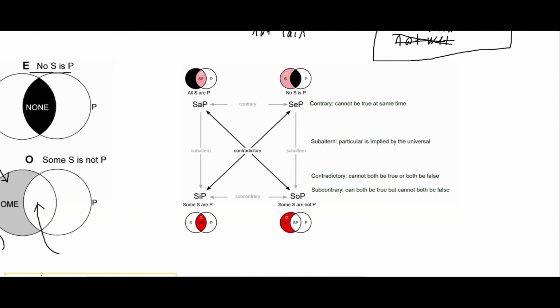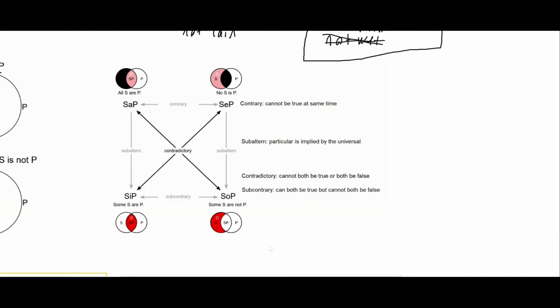In fact, if we go over here, this is the table of logic that is popular in introductory logic classes, and it looks at how all these things are related to each other. So we have "all S are P" is contrary to "no S is P." Contrary means that they cannot both be true at the same time.